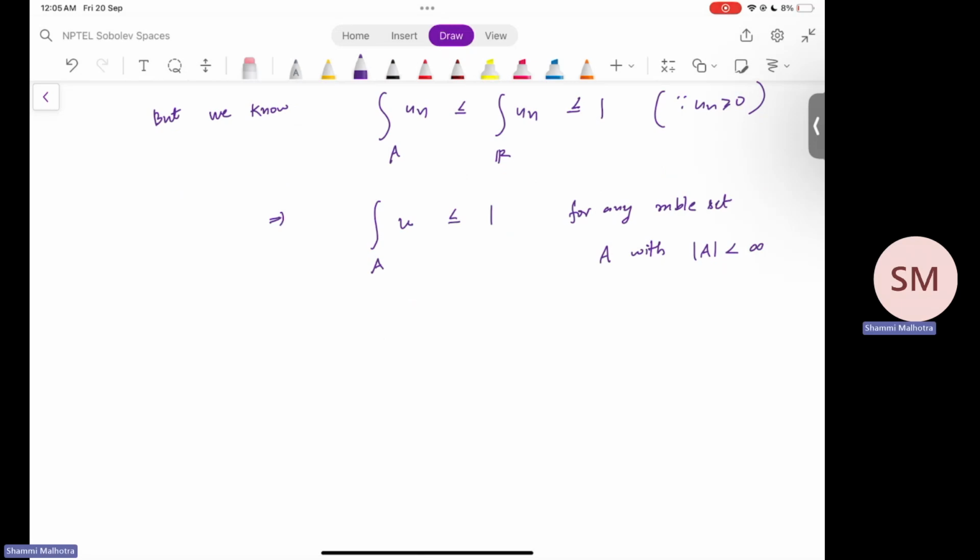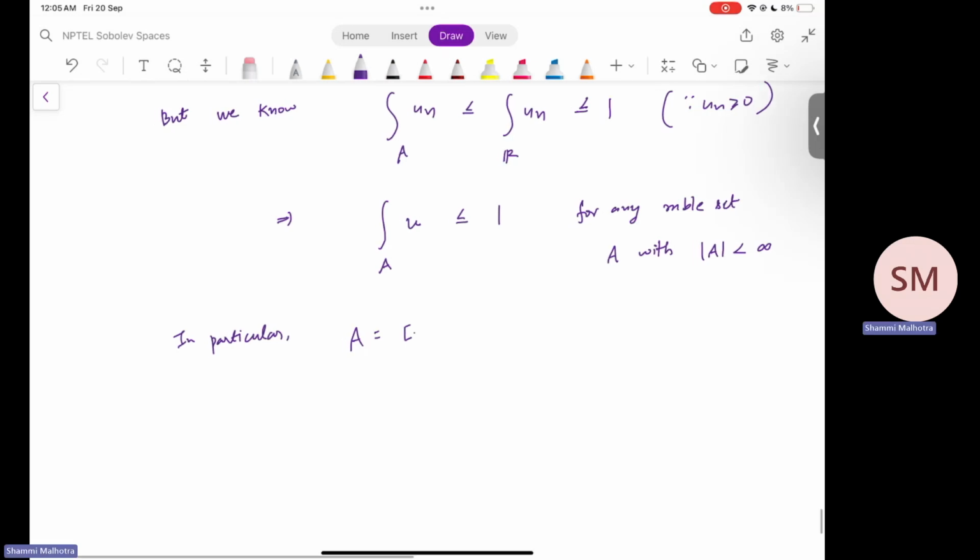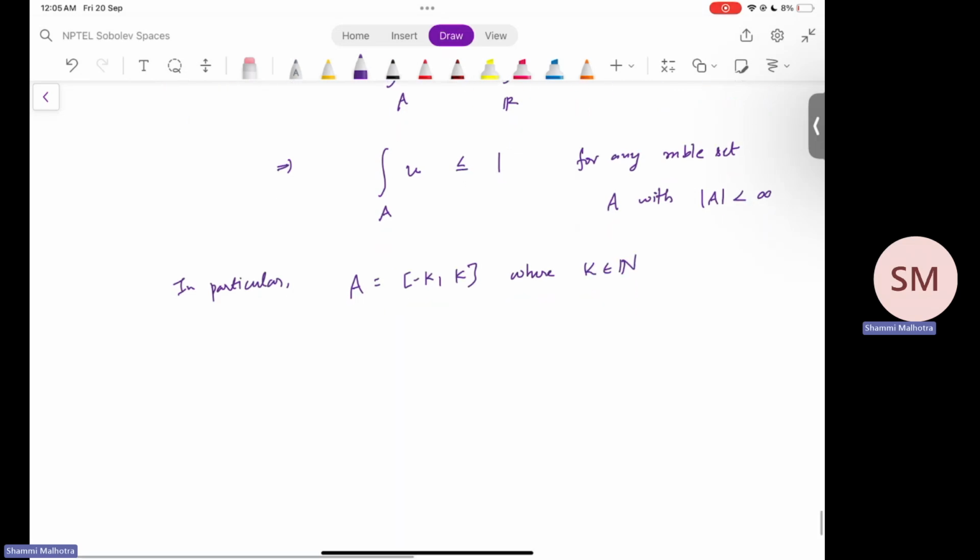So if we take in particular A to be the set minus k to k, where k is a natural number, and let k tend to infinity, we have the integration over R of u is less than or equal to 1.